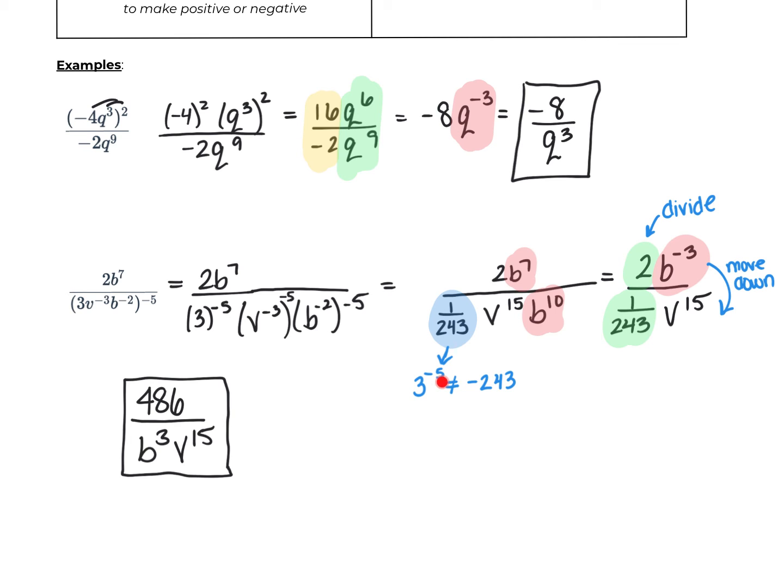So 3 to the negative 5 is actually this fraction, not negative of that. When I subtract those, I got negative 3, so I put that here in the numerator, and then I moved it downstairs. And I divided these two coefficients and got 486. So that stays on top, and then b to the third joins the v to the 15 that was already on the bottom.